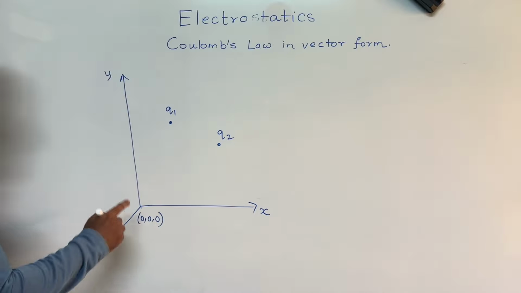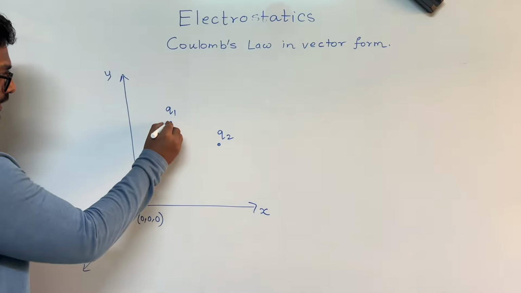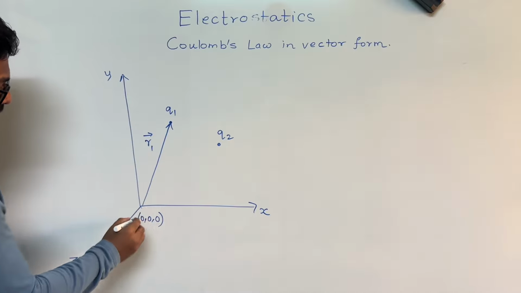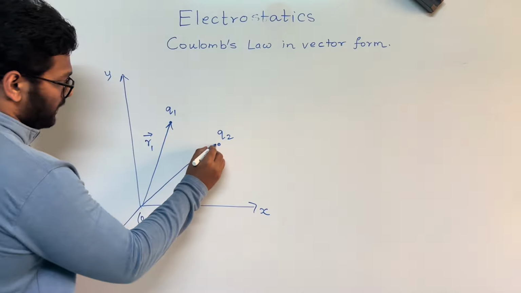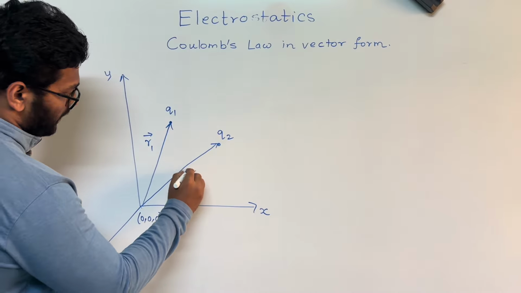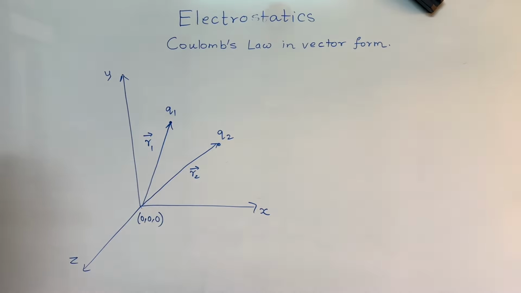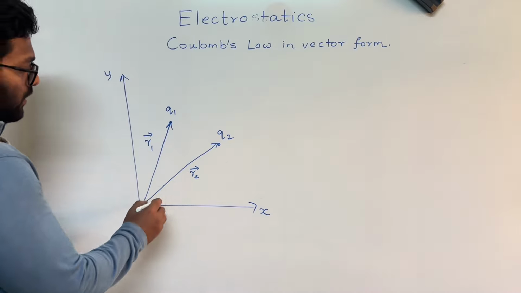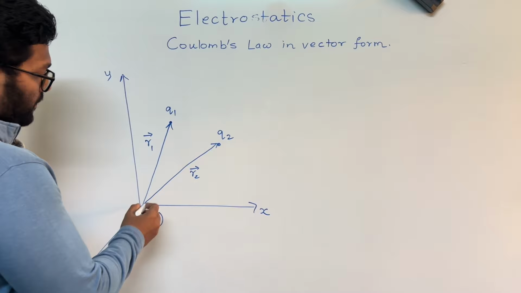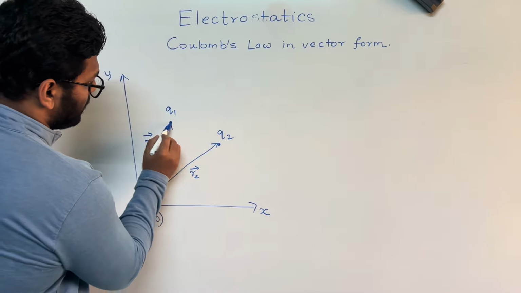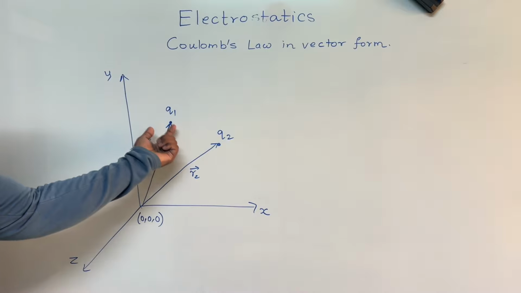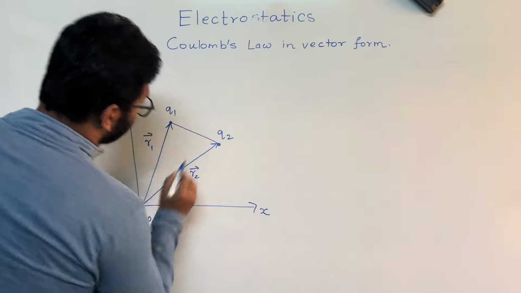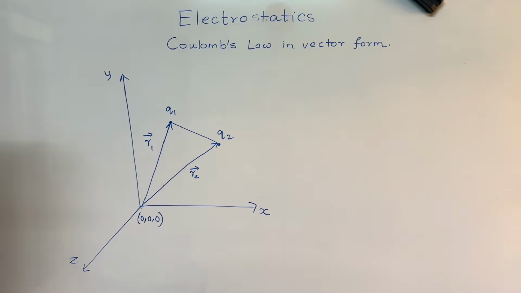Now the vector that gives the position of the Q1 charge is the R1 bar vector, and the position of the other charge Q2 is given by the R2 bar vector. Now let's say this is the distance between Q1 and Q2. If I draw this line here, this is the distance between Q1 and Q2.